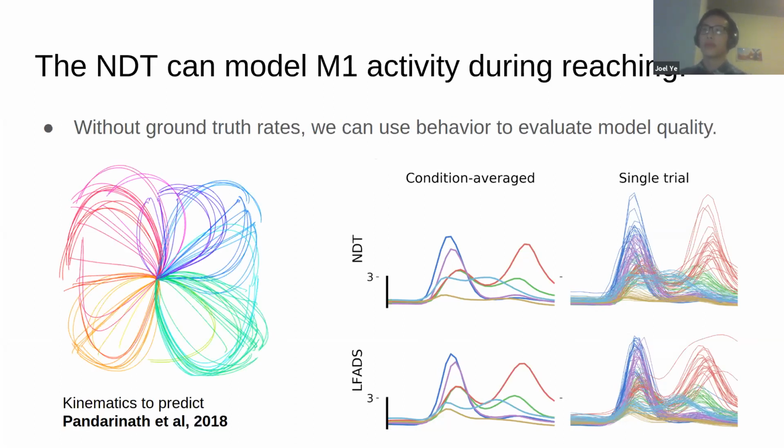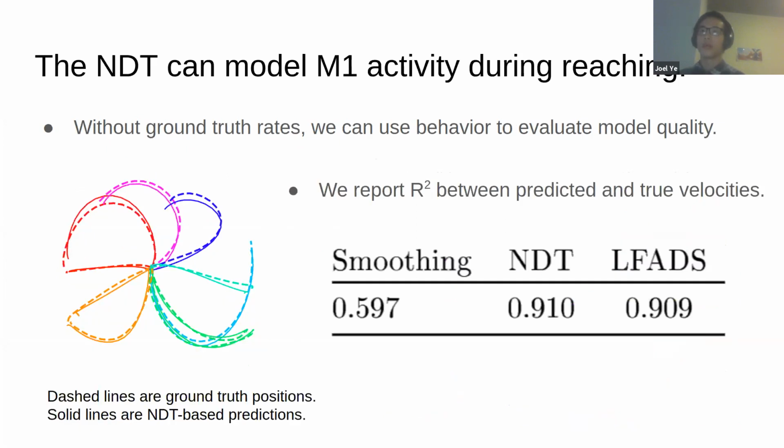And again, as mentioned previously, when we don't have ground truth rates, we can use behavior to evaluate our model quality. So we do least squares regression to predict the monkey's arm kinematics that were simultaneously recorded. And we see that when we do this, we can report the R² again between the predicted and ground truth velocities for this data set. And here, the neural data transformer and the LFADS do, again, roughly on par and do very well. Whereas the smoothing baseline that we present, which would be analogous to trying to build a decoder on top of the raw neural activity, only gets 0.6 R².